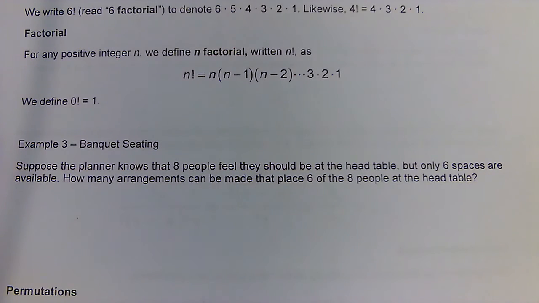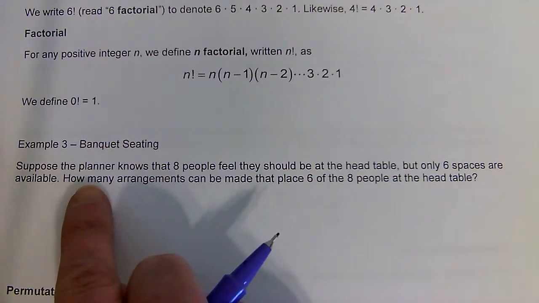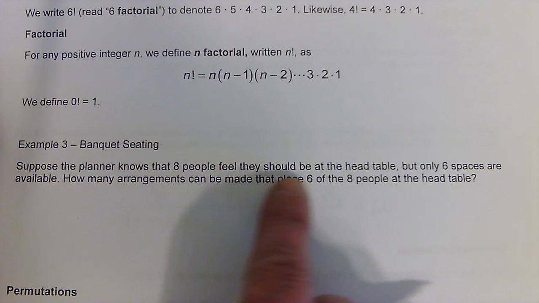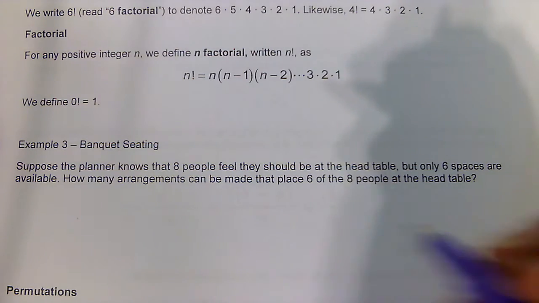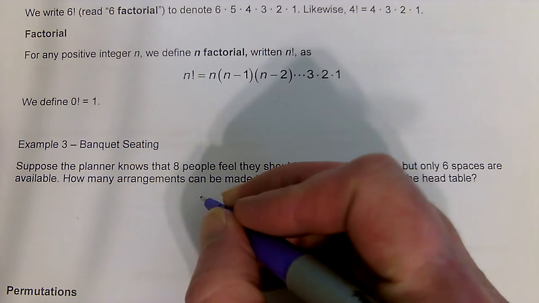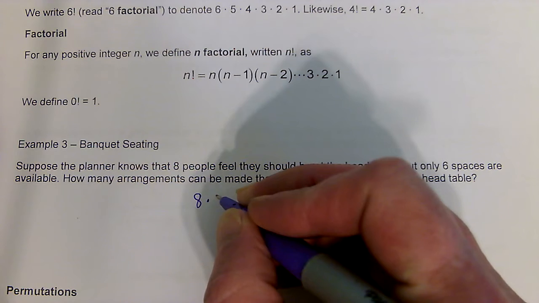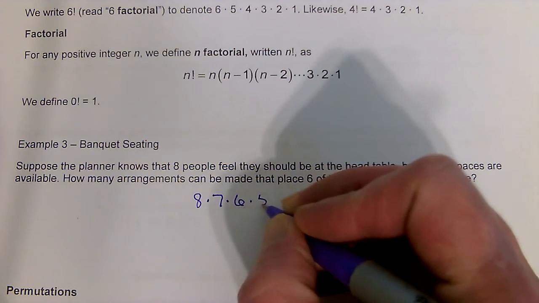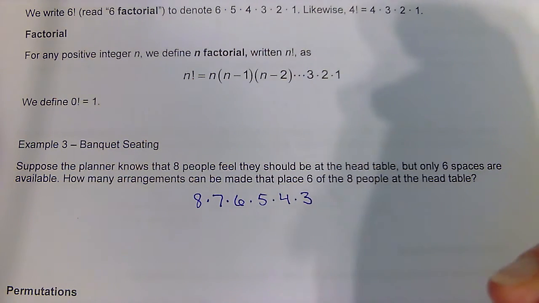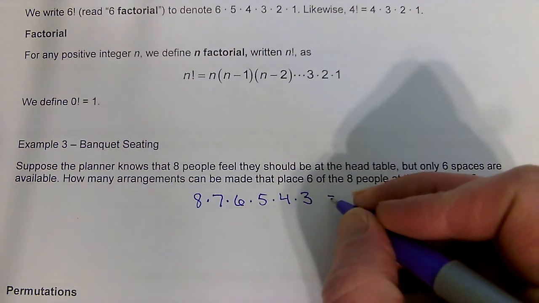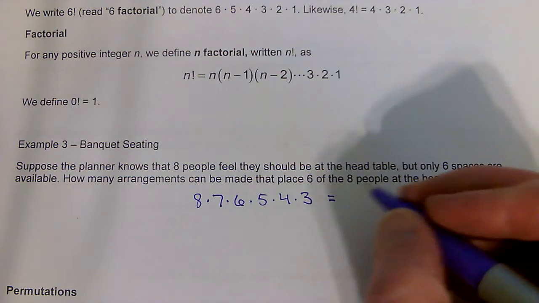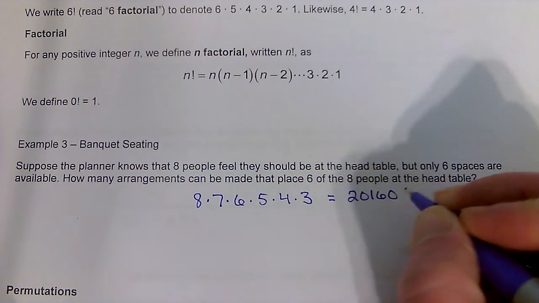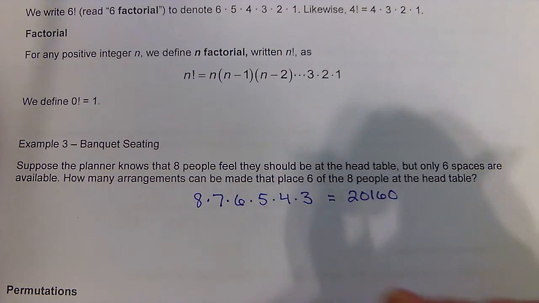Alright, so let's see how this one's going to work. Suppose the planner knows that 8 people feel they should be at the head table, but there are only 6 places. No, this changes it. So there are 8 people for 6 places. That changes things a little bit. It would be 8 for the first seat, then I have 7 options, then I have 6 options, then I have 5 options, 4 options, and 3 options. Right? Which would be 8 times 7 times 6 times 5 times 4 times 3. Because we cut off the last 2 options.